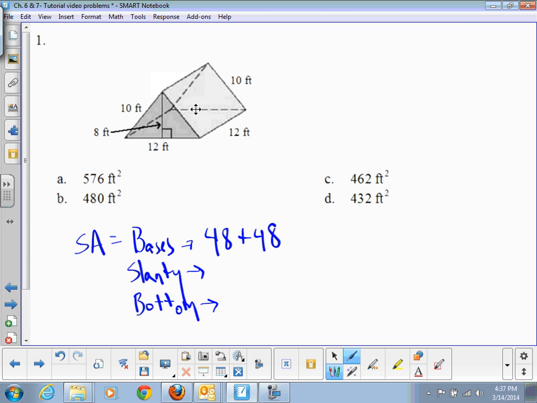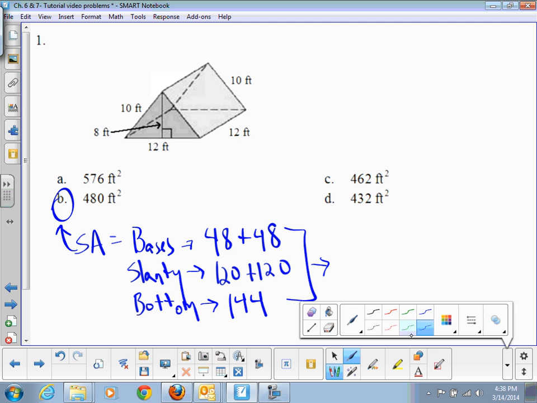Now let's look at the slanty sides. The slanty side, it's kind of like a tent. You've got parallelograms that are 12 by 10. That's 120. So you have 120 and another one that's 120. Now we have the bottom, which is 12 by 12. That's 144. So if we add all that up, we've got 48 and 48, which makes 96, plus 120 and 120, which is 240, plus the bottom of 144. So we get a correct answer of surface area, 480 feet squared.